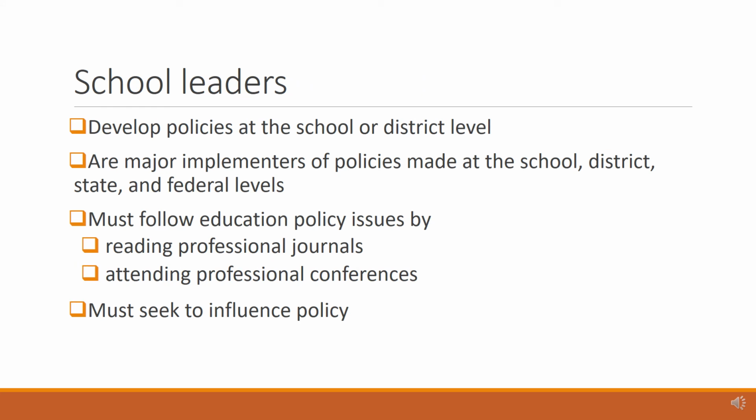So how are school leaders involved in the policy process? They develop policies at the school or district level. They definitely are the ones who implement the policies, whether the policies are made at the school, district, state, or federal levels. School leaders should follow education policy issues because these issues are going to affect the leaders and the organizations. Some ways to follow education policy issues are by reading professional journals and attending professional conferences.